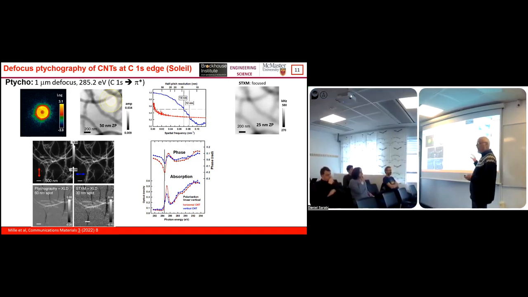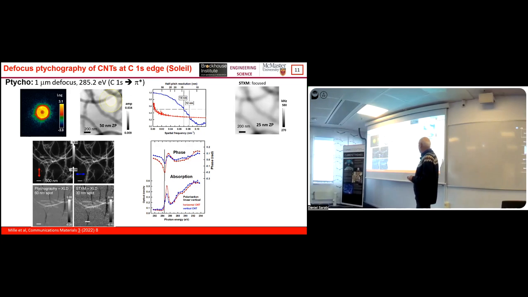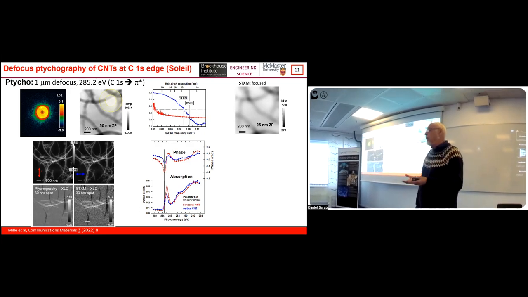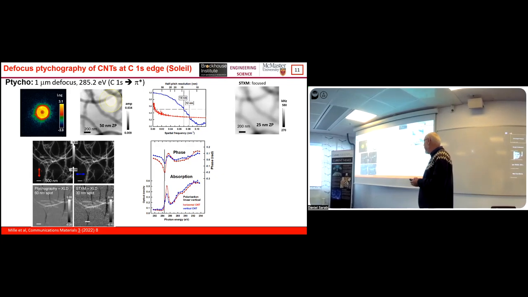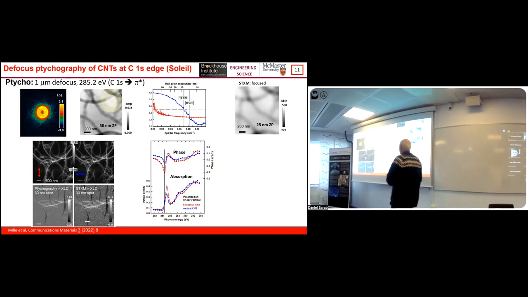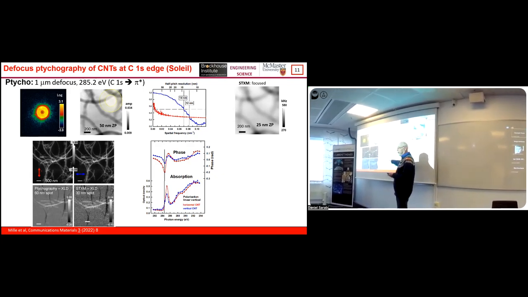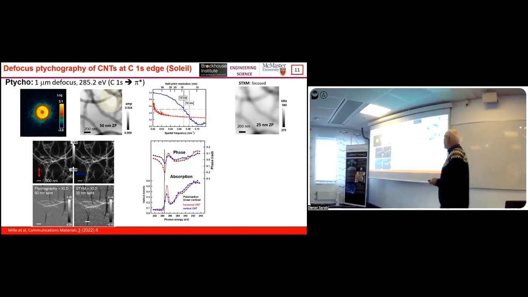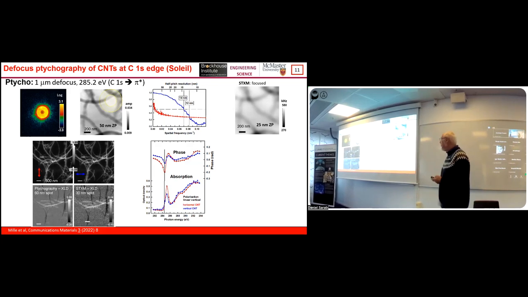The other thing I find fascinating is that there are potential advantages of looking not at the absorption channel, but at the phase channel, particularly at low energy edges like the carbon edge, where you might anticipate you can work at photon energies below the onset of where your material absorbs, and so you can, to some extent, reduce the problems of radiation damage. That still needs to be explored and demonstrated.